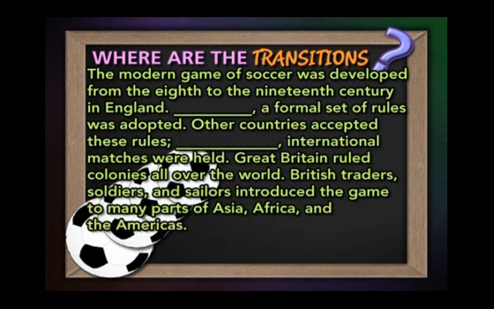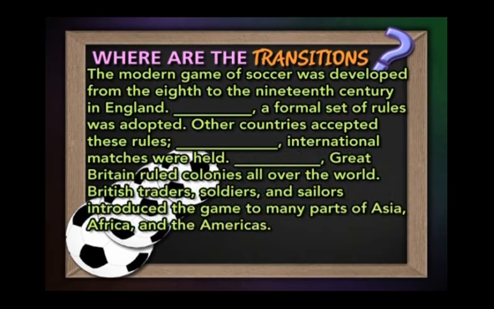International matches were held because I'm seeing a cause and effect relationship between other countries accepting the rules and international matches being held. Great Britain ruled colonies. Well, I need something to open that, to introduce that, and to link that to the previous sentence. So I'll put a blank there as well. So what I've done is I've marked 3 places where I think transitions are needed.